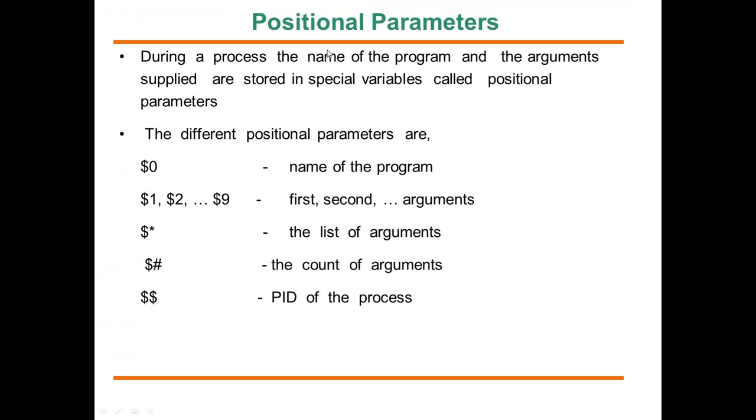When we run a shell script, that is during a process, the name of the program and the arguments supplied are stored in special variables called positional parameters. These positional parameters start with $. For example, $$ is one kind of positional parameter. We looked at $$ to get the process ID. $0 basically holds the name of the program. $1 to $9 hold the command line arguments you pass. $* is the list of all arguments. $# is the count of arguments. Let me quickly show you with this example.